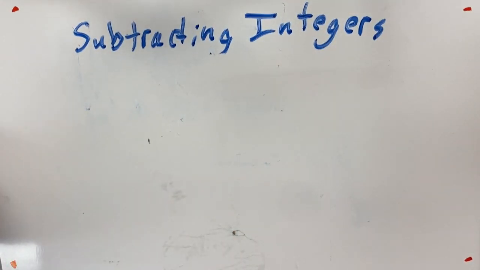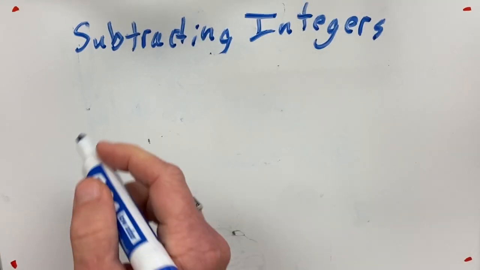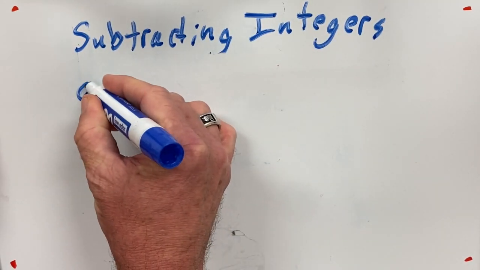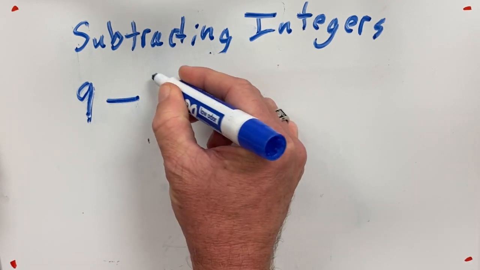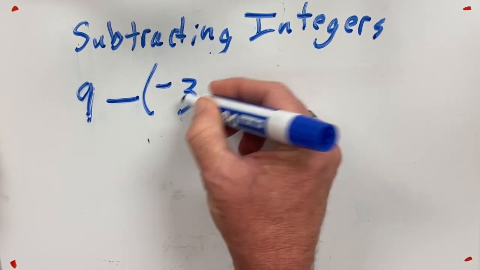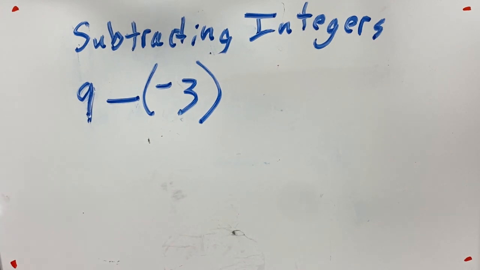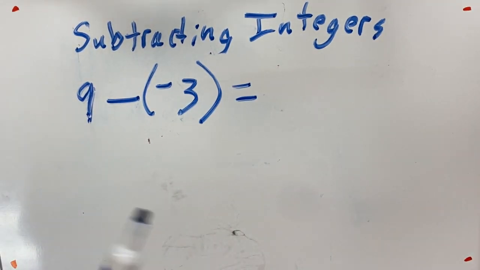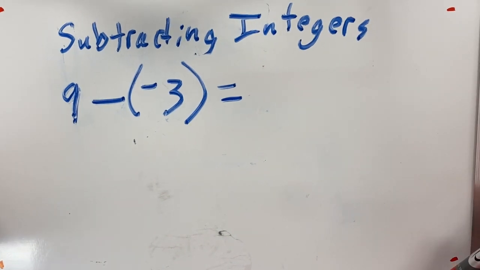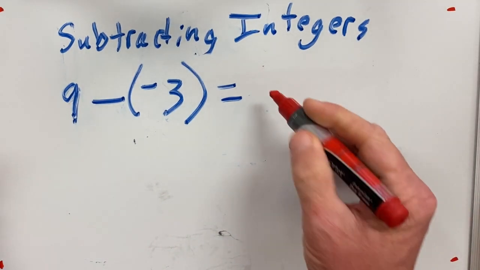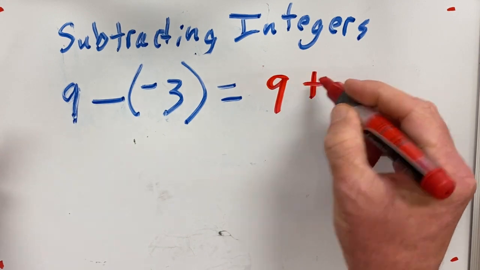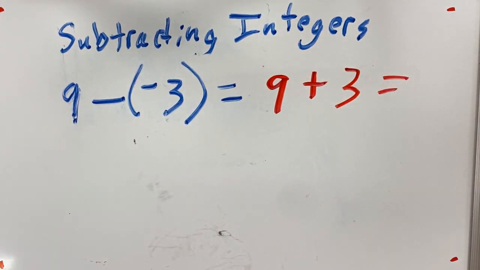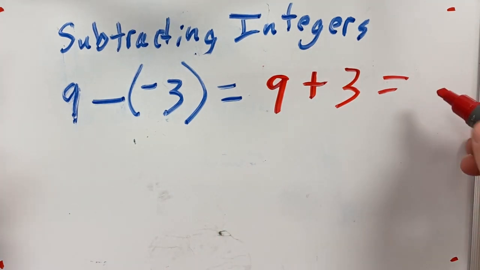Something a little more complex. Let's do one like 9 minus a negative 3. Uh-oh, 9 minus negative 3. What do I do with that? Well, 9 minus a negative 3 is the same thing as 9 plus the opposite of negative 3, which is positive 3. Oh, you already know how to do that. 9 plus 3 is 12.